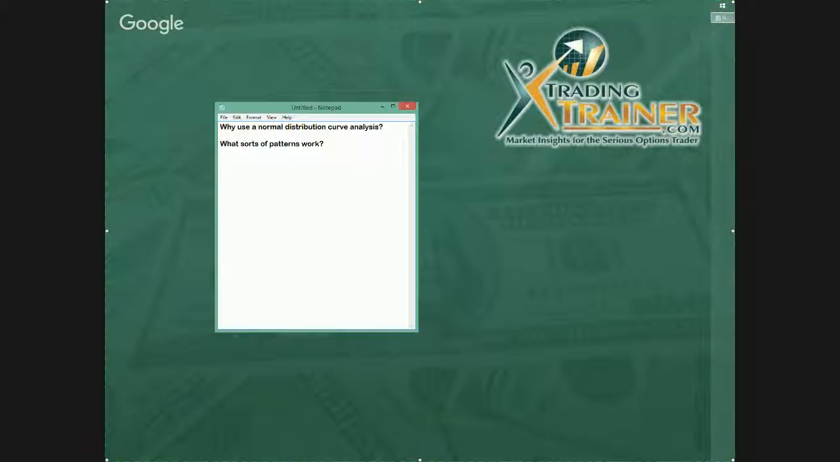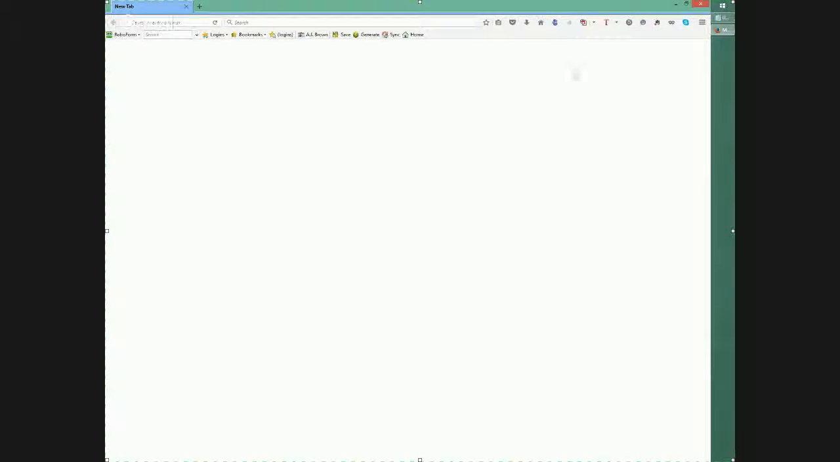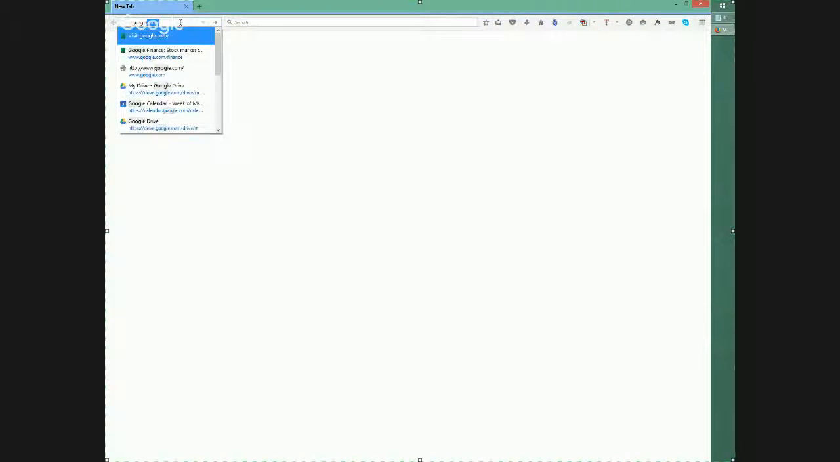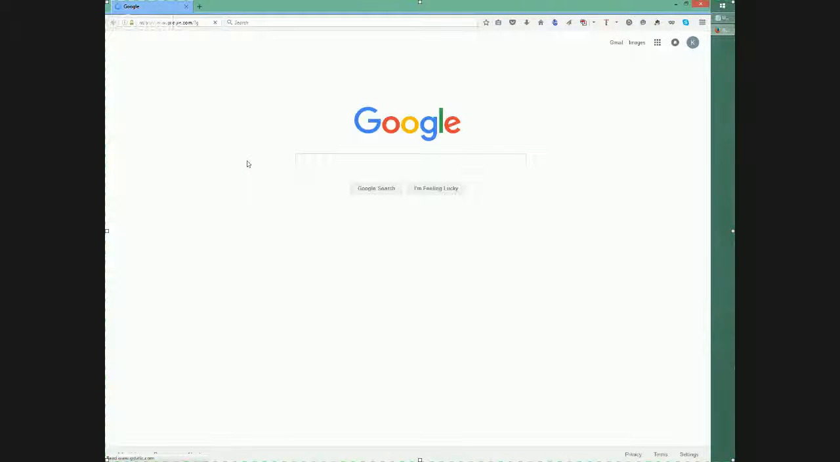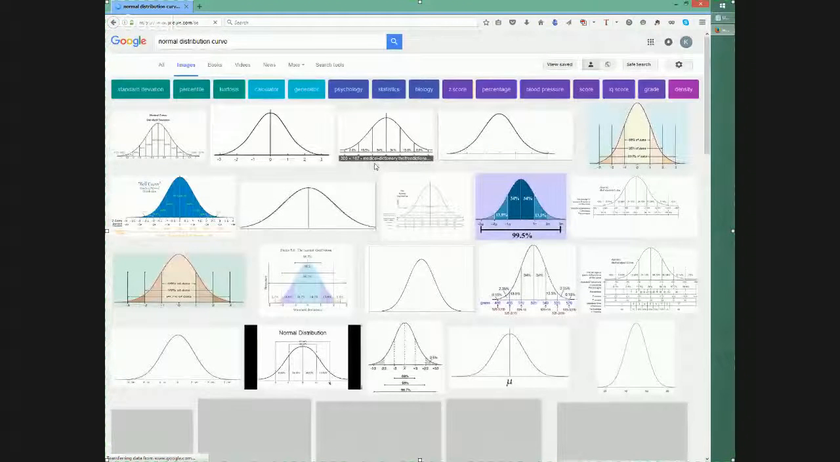Now, you might be asking yourself, well, what the heck is he talking about? So let me go ahead and open up a browser window here. We'll go to a nice Google window, and I'll actually go into Google Images. And let's search on normal distribution curve. You can get an idea what we're talking about here.